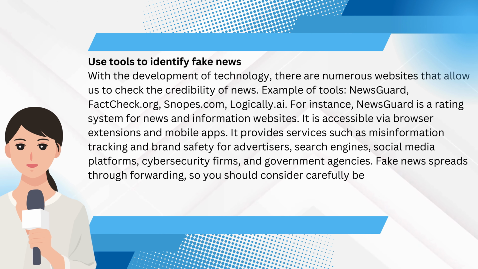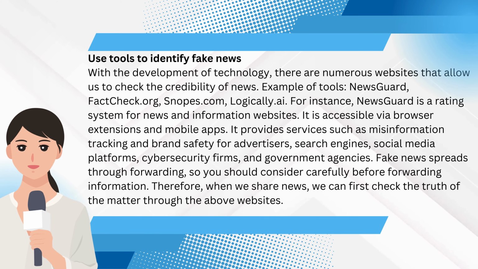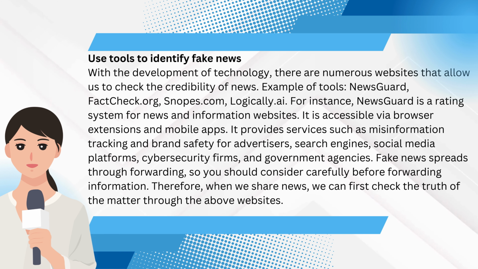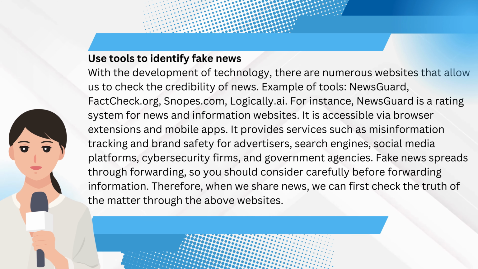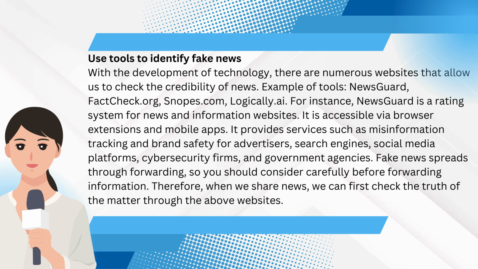With the development of technology, there are numerous websites that allow us to check the credibility of news. Examples of tools: NewsGuard, FactChecked, Snopes.com, Logically AI. For instance, NewsGuard is a rating system for news and information websites. It is accessible via browser extensions and mobile apps.